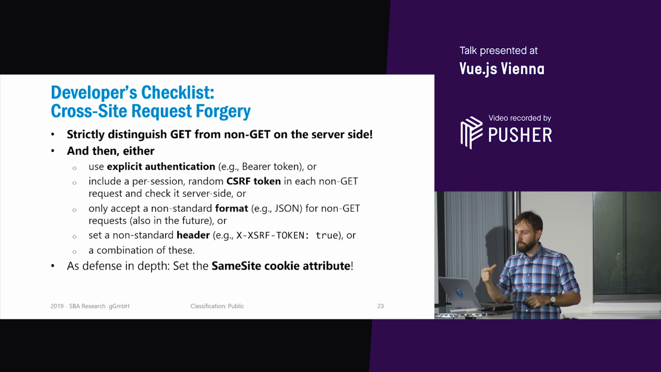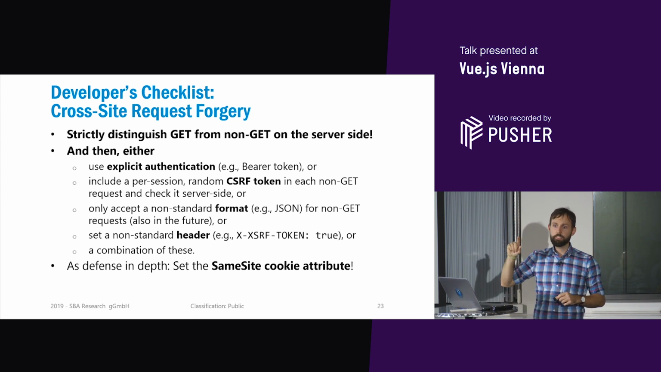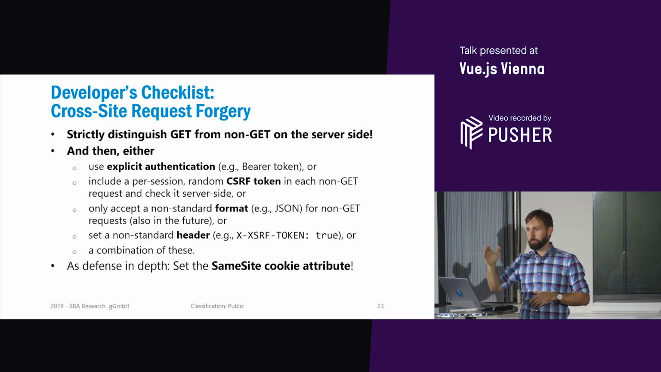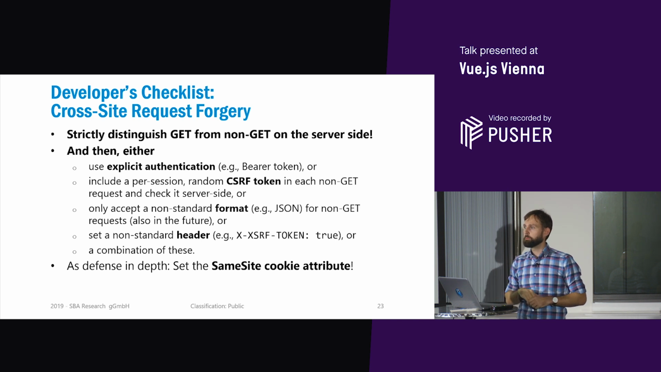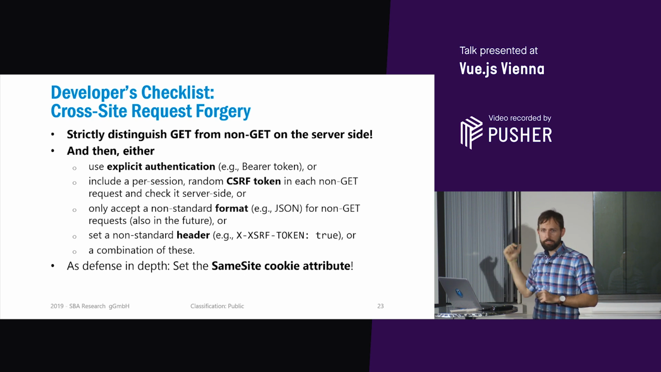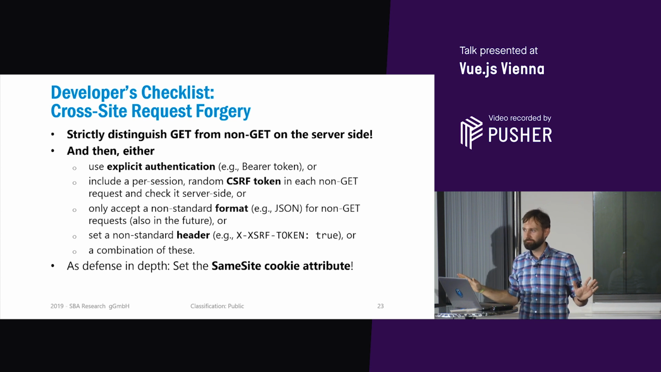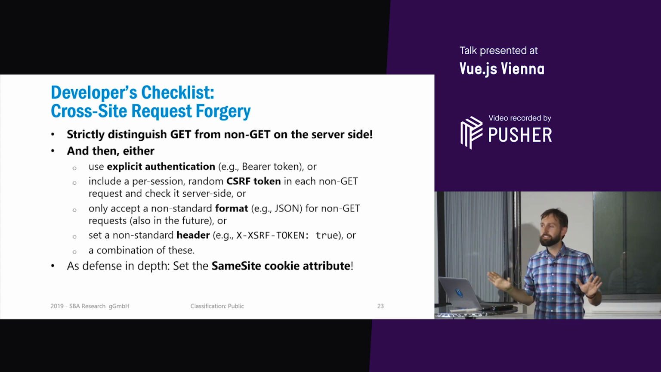The first step you need to do on the server side is strictly distinguish get from non-get. That's very important because there are different rules for get requests. Get needs to be get only, post only. Same for put, patch, delete, and all the others, but post is the most important one. And then either use explicit authentication, so if you have a bearer token, you don't have CSRF neither. You can throw away all your tokens if you have a bearer token, okay?